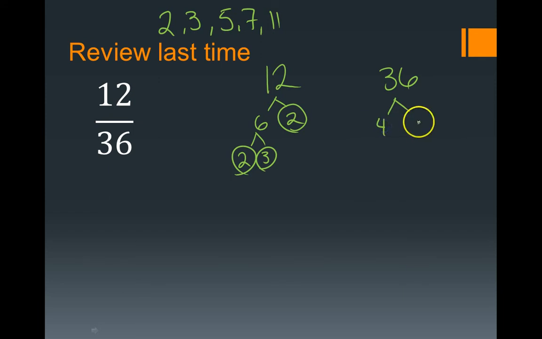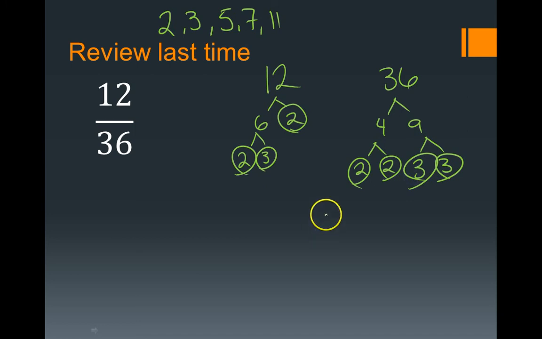36, that's 4 times 9. You can break that 4 up into 2 times 2. Both those 2's are prime, so we're done there. 9 is 3 times 3. We're done there because both 3's are prime.